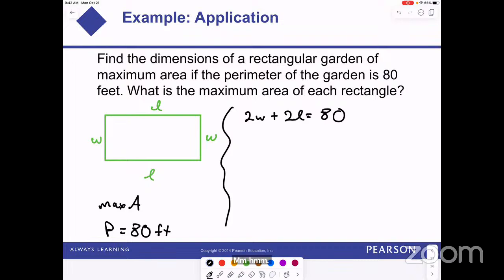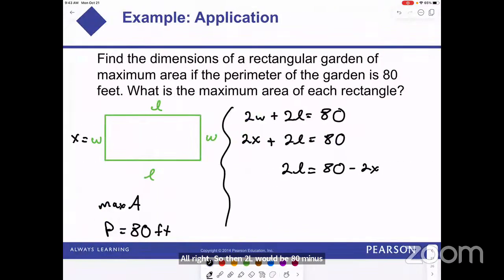So let's let W be X, right? So then that means that L will be what? Okay. So let's do the substitution here. So we have 2x plus 2L equals 80. So we can isolate L there. We can solve for L there, right? So then 2L would be 80 minus 2x.